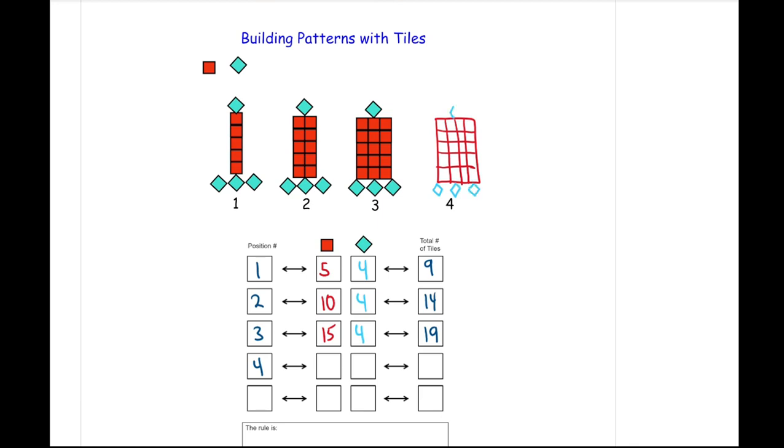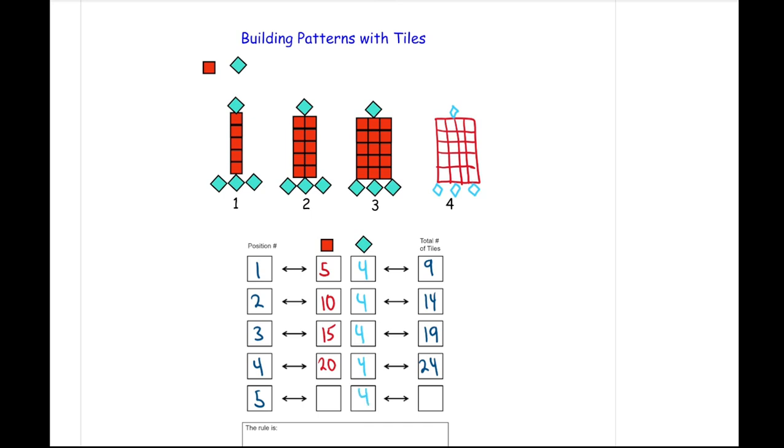They haven't changed at all, so they're not going to change if I add another row. So I'm still going to be stuck with 4 teal, and now I'm going to have 20 red squares. So in this case, I have 24 total tiles. If we wanted to guess position number 5, well, I'm not going to go through and draw it, but I do start to see the pattern here.